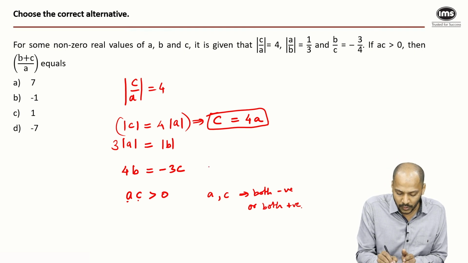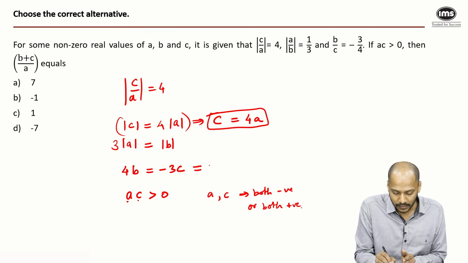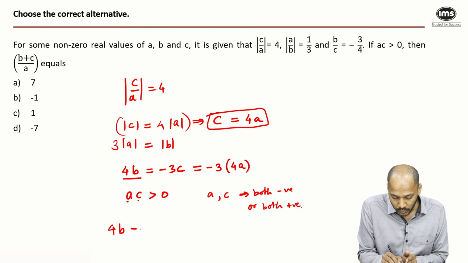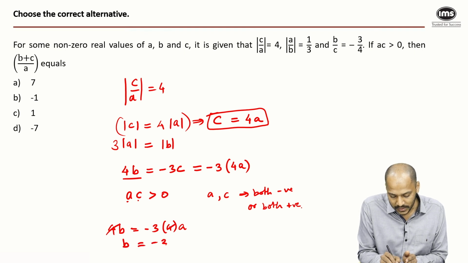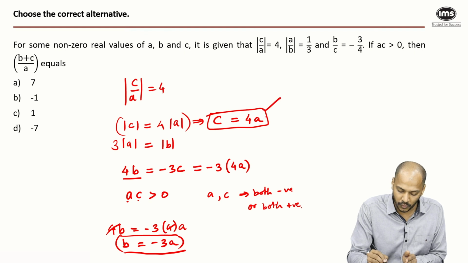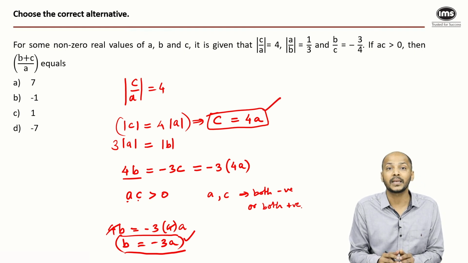So 4b is equal to minus 3c. Can I say c itself is 4a? So basically minus 3 into 4a. 4b is equal to minus 3 into 4 into a. The 4 and 4 cancel out and I'll get b is equal to minus 3a. This is the second relation that I have. c is equal to 4a, b is equal to minus 3a.